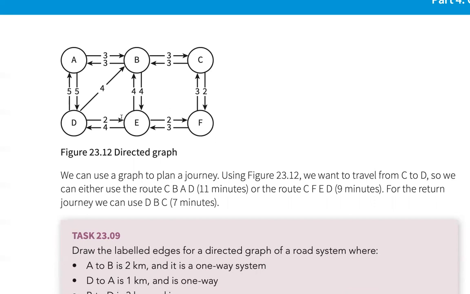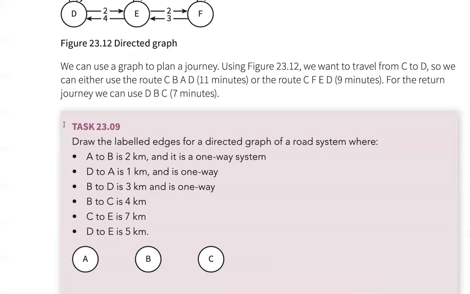So if I were to travel from C to D, since there is no direct path, I have two options, C, B, A, D, or C, F, E, D. In this case, C, F, E, D seems like a better option because the cost, in this example in terms of minutes, is much less.